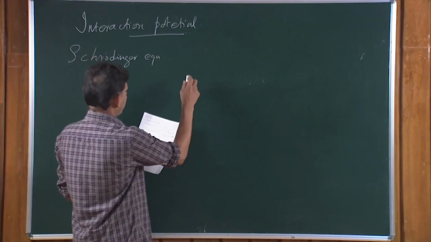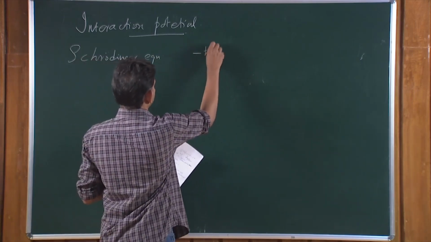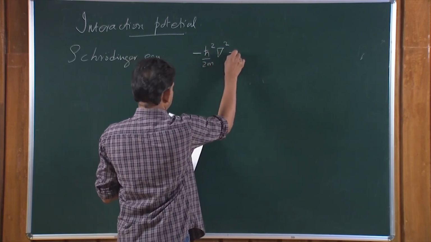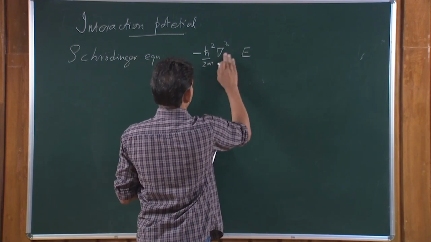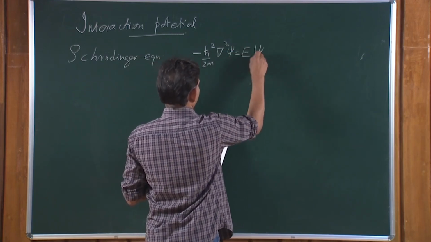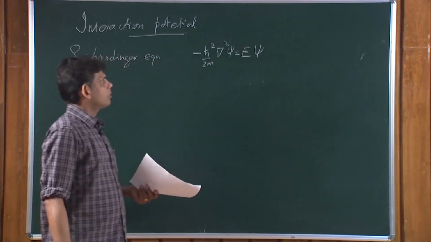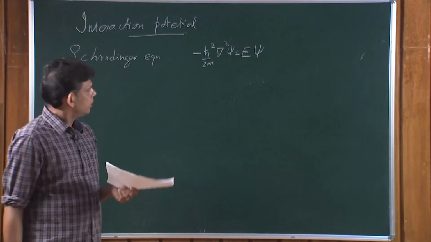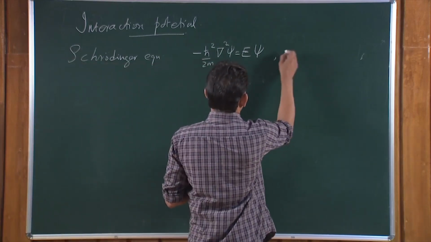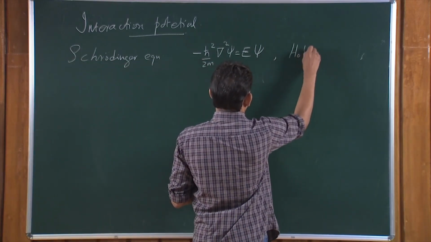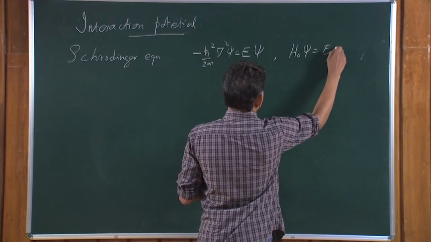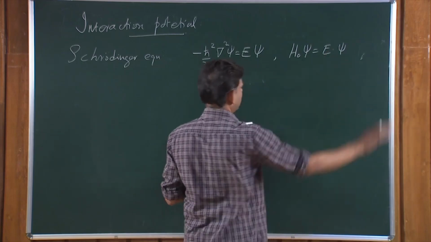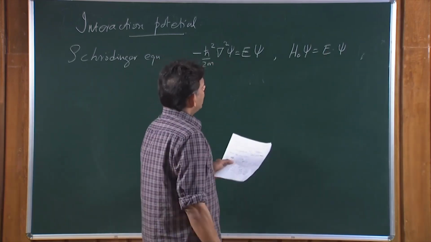The Schrodinger equation for a free particle is minus h cross square del square over 2m psi equal to E psi, where psi is the wave function of the particle. This is the free particle. There is no potential here. So, I can actually consider this as H naught psi is equal to E naught psi, or E psi, the total energy.